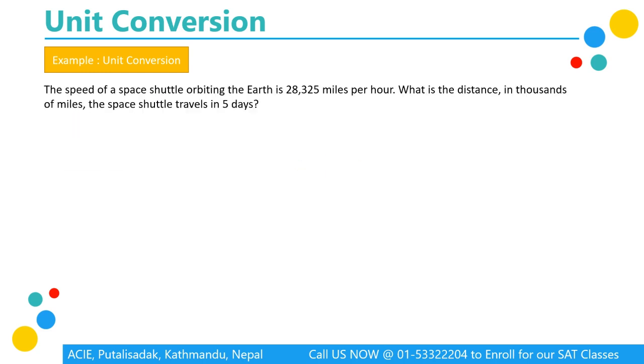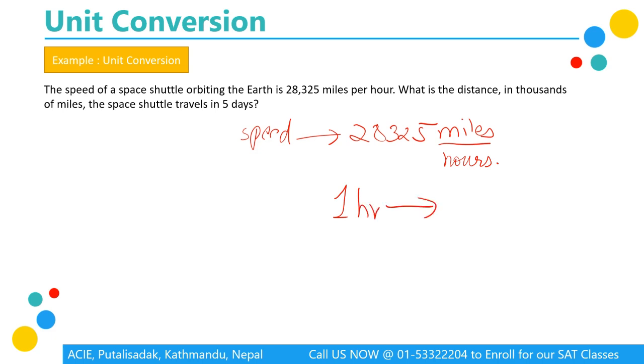Now moving on, I have another question over here as well, and it is the speed of a space shuttle orbiting the Earth is 28,325 miles per hour. What is the distance in thousands of miles the space shuttle travels in 5 days? So सबैभन्दा पहिला the information के हो लेखौँ. One is that the speed of this shuttle itself is 28,325 miles per hour. So हरेक एक घण्टामा it travels 28,325 miles. That is what speed means, right?